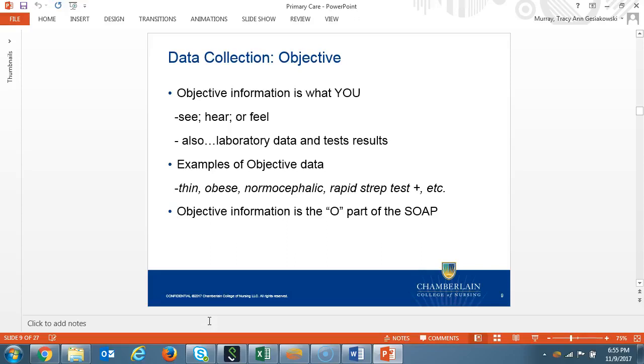Under HEENT, normocephalic, PERRL. Under neck, the anterior cervical lymph nodes are swollen and tender. The lungs, clear, wheezing in the right lower lobe, bronchospastic cough. And under results, you might list the CBC, a strep test, the UA, the chest x-ray, and so on. The objective information is the O part of the SOAP.